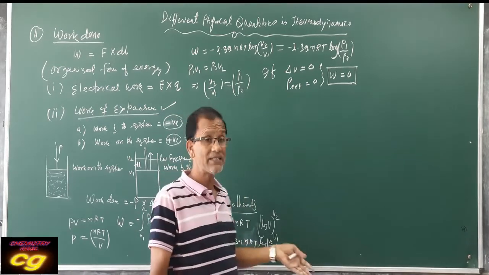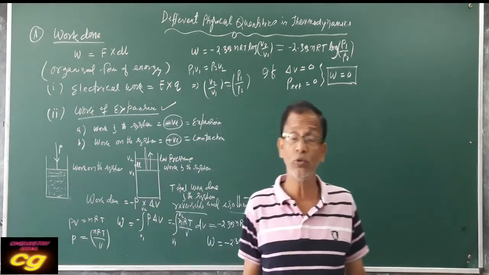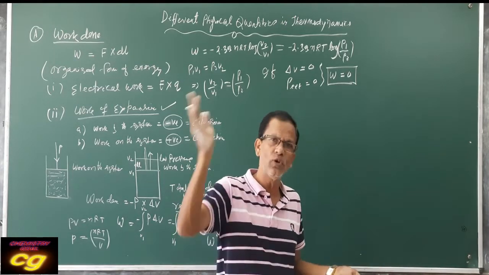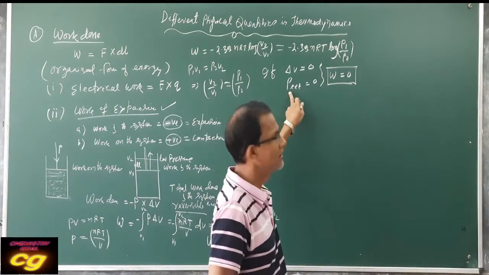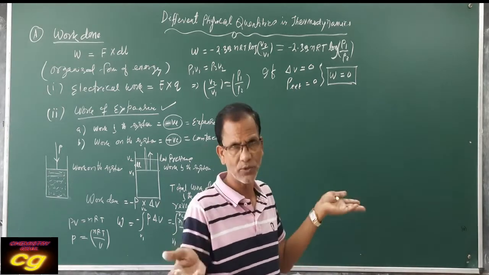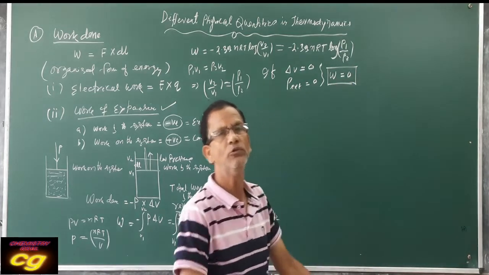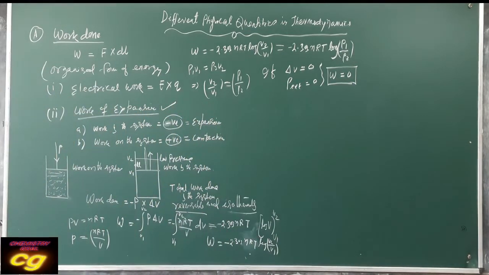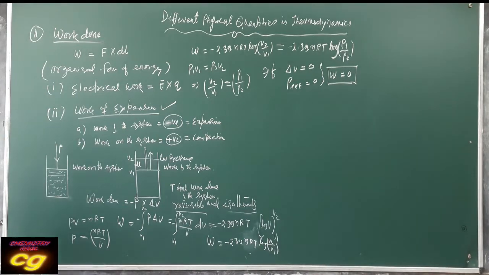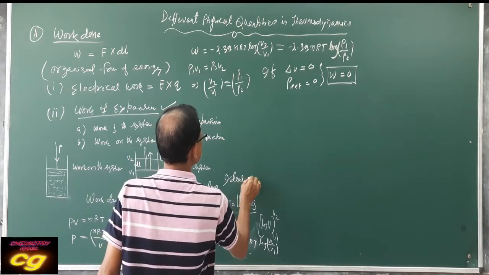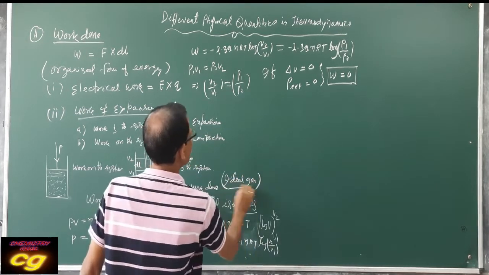That means gas is expanded in vacuum without pressure, or there is no decrease in pressure, there is no increase in pressure. In that case, we can say it is free expansion. Free expansion means the external pressure is 0. That means W equal to 0. No work will be done. This is a very important condition of the calculation of work done in free expansion of the ideal gas. The system is an ideal gas.